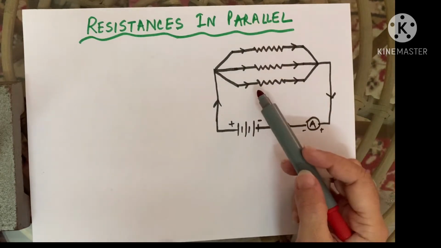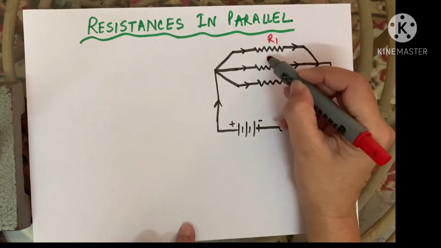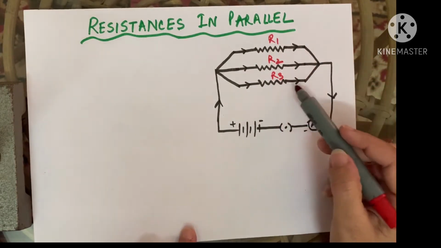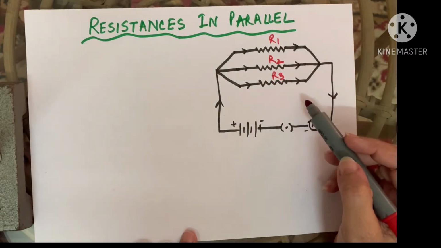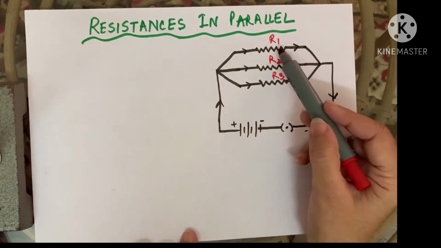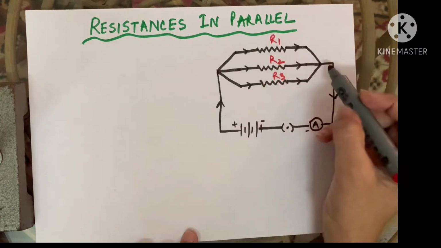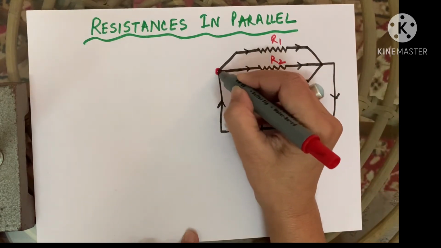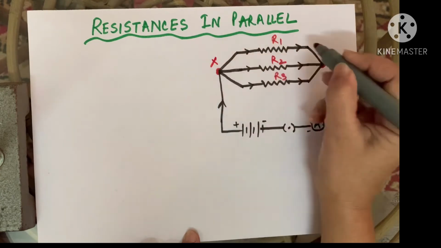In this circuit, we have three resistors R1, R2, R3. They are connected in parallel. Why do we say that they are connected in parallel? This is because all the three resistors have common starting as well as ending points. Let's consider these starting and ending points as X and Y.